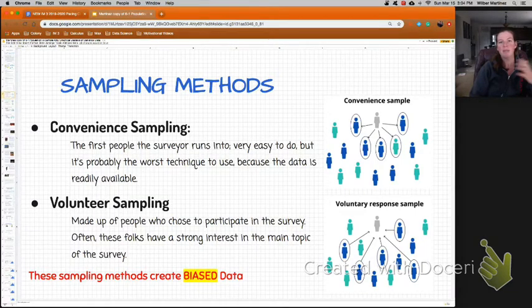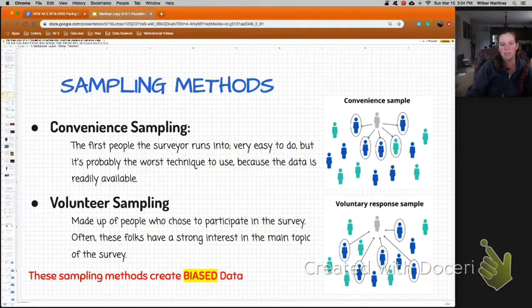So keeping that in mind, volunteer sampling only really works if you have a lot of buy-in. But since that's not always the case, you really only get the people that care enough about your survey to take it. And that's not a very good way to get the overall opinion of your population.